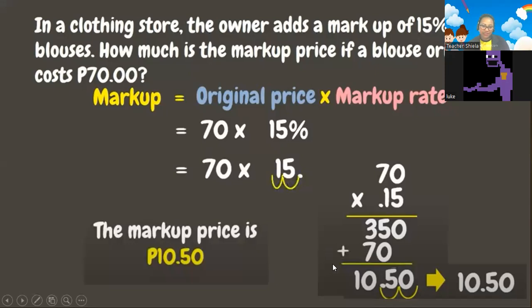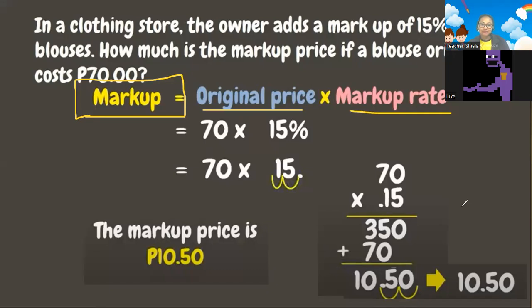The markup price is 15%. Oh, the markup is the answer from the original price and the markup rate. So it will be then 10.50. 10.50. How does it happen?